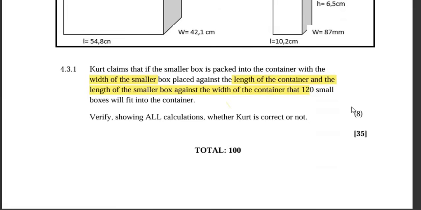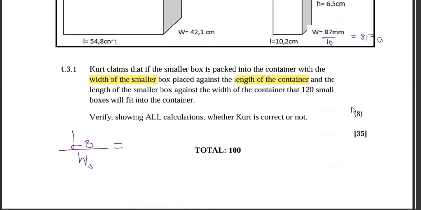The length of the container. Here you go. So this is going to mean we shall take the length of the bigger container divided by the width of the smaller box. By the way, remember all the units have to be the same. These are millimeters, these are centimeters, these are millimeters. They have to change to centimeters, so which is 8.7 centimeters.